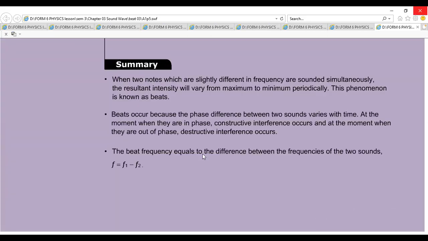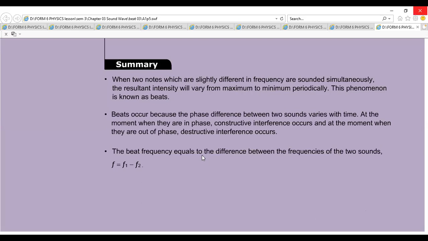As a conclusion, when two notes which are slightly different in frequency are sounded simultaneously, the resultant intensity will vary from maximum to minimum periodically. The phenomenon is known as beats. Beats occur because the phase difference between the two sounds varies with time.